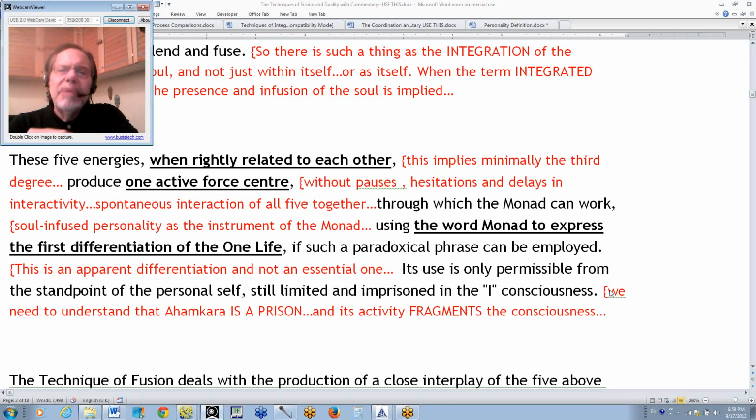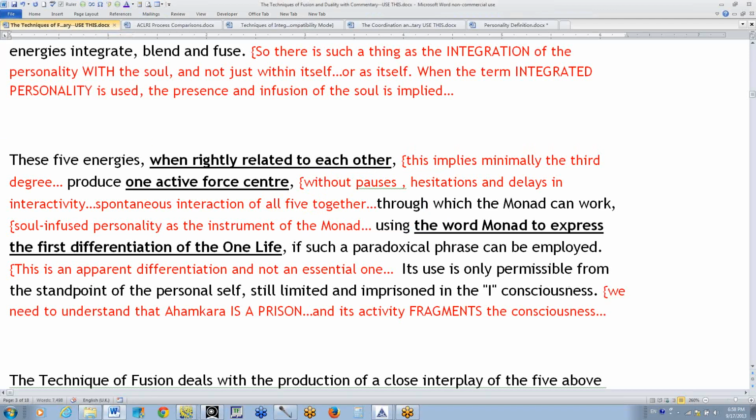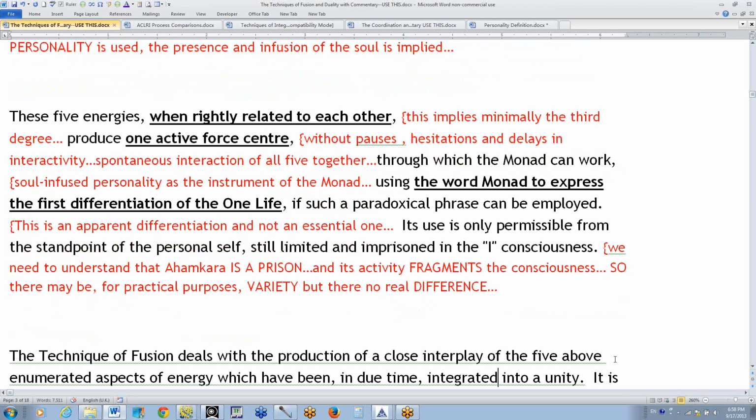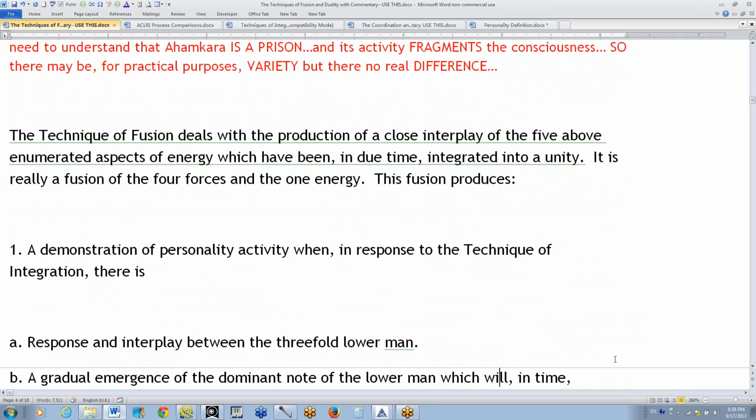So there may be variety, but there is not difference. I wonder if that makes sense. So there may be, for practical purposes, variety, but there is no real difference. And that's something we could really ponder on. The technique of fusion deals with the production of a close interplay of the five above enumerated aspects of energy, which have been in due time integrated into a unity.